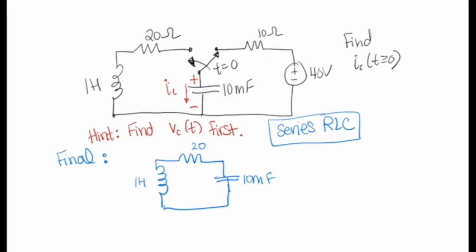What about series or parallel? What's your next? 10 radians per second. We're finding alpha and omega squared. We need alpha and omega. So you're going to write down the alpha and omega based on series or parallel. So alpha for series is just RTH over 2L.